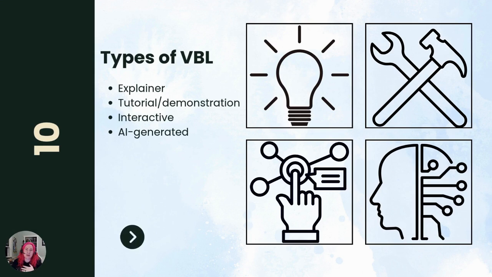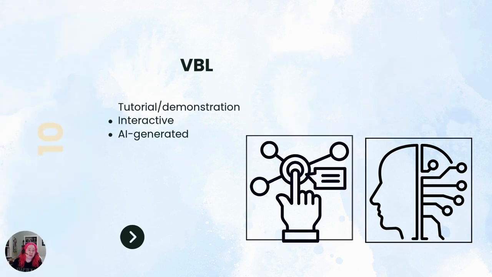So different types of VBL include explainer videos, which is when videos introduce concepts, or tutorial or demonstration videos, which show how to perform tasks. And then of course you have the interactive videos, which include embedded questions or little prompts. And then AI generated videos, which are an emerging category, and it really allows scalable content creation. So I would say each of these types serves a different purpose, and it supports learning in different ways.